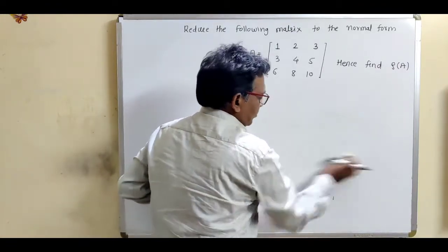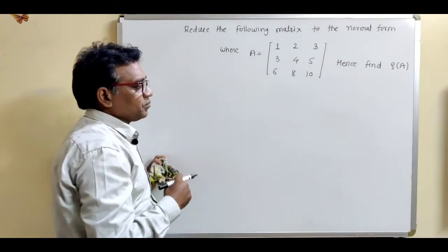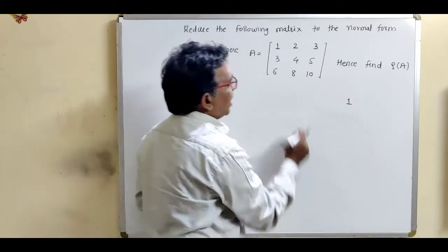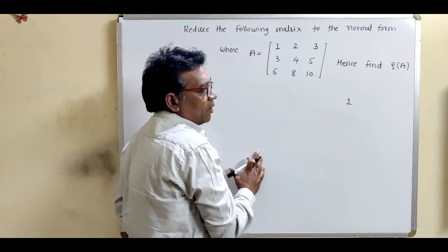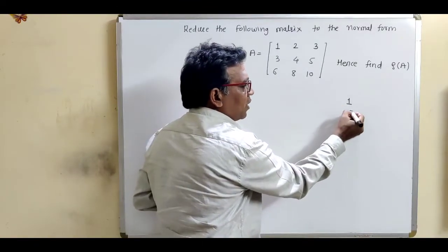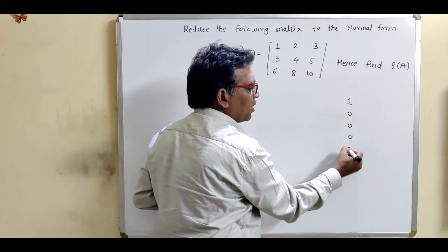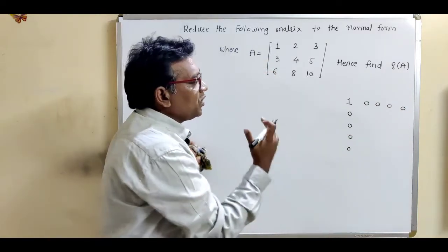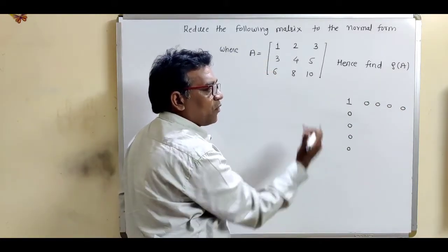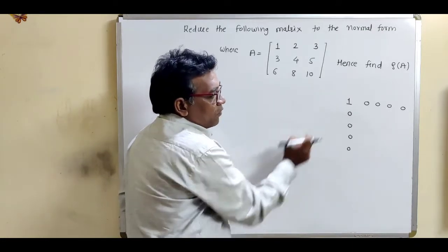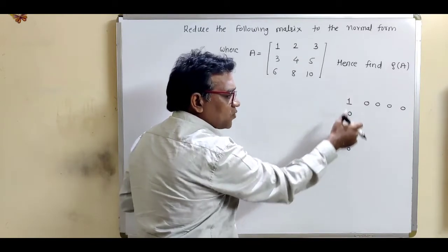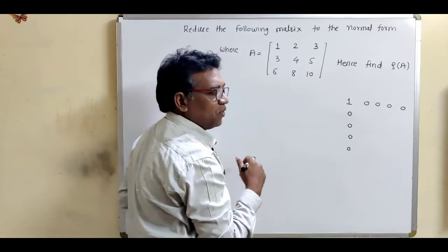So see, how to get the normal form or canonical form? This is the method. First of all, make the first element 1. Now by using this one, make the corresponding column 0 as well as the corresponding row 0. How to reduce the matrix A into normal form or canonical form? First of all, make the first entry 1. By using this one, make the corresponding column 0 as well as the corresponding row 0.